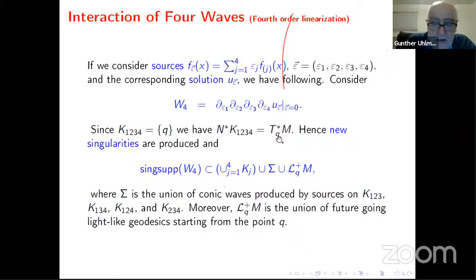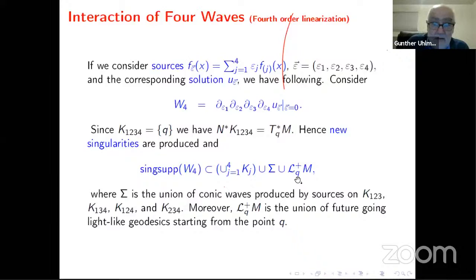So the new singularities produced are the plane waves that you had before, the new ones produced by the triple interaction, but the important one that we're going to use is the fourth order interaction. You get the forward light cone starting at the point Q. This is the artificial point source. So we have created an artificial point source that produces a light cone. And that creates a new wave that we can observe.